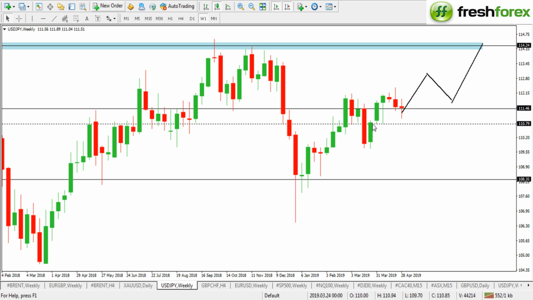trade, and we expect that if the current week's candle can close beyond 111.46, then we'll expect price to push even higher. We'll expect something like this, that the price should retrace perfectly. It should continue up, retrace perfectly before we see another move actively to the upper side.